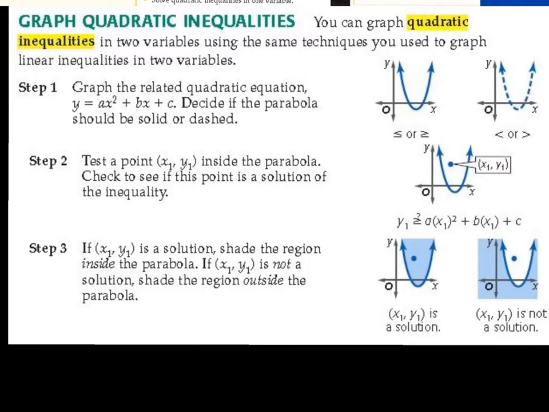I tend to go on the rule: if it's less than, we shade below; greater than, we shade above, just like we did for linear inequalities. Step 3, if x sub 1, y sub 1 is a solution, shade the region inside the parabola. If x sub 1, y sub 1 is not a solution, shade the region outside the parabola. Or we could say, if it's greater than, shade above, less than, shade below.